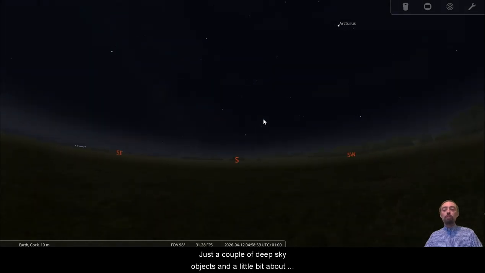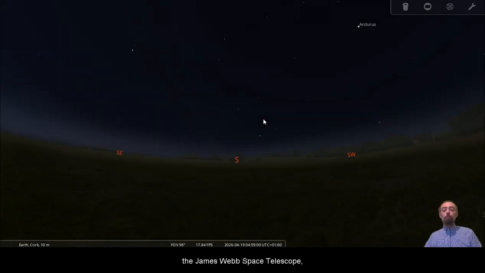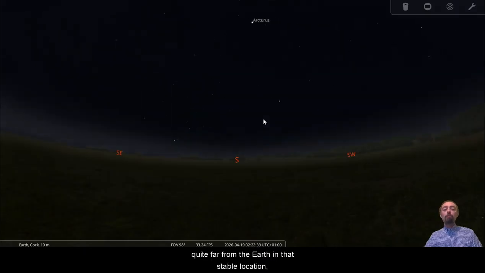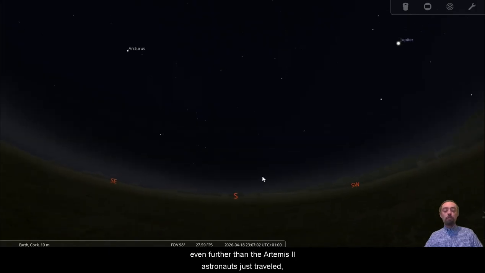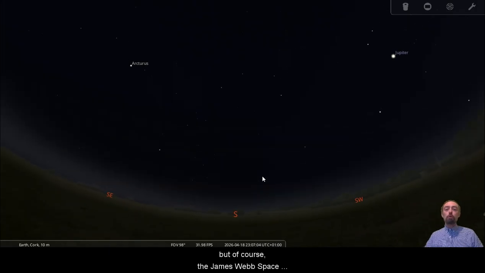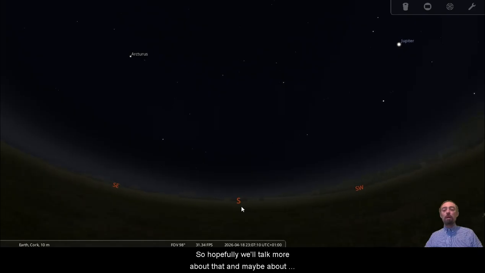Just a couple of deep sky objects and a little bit about the James Webb Space Telescope, because it is, of course, quite far from the Earth in that stable location, even further than the Artemis 2 astronauts just travelled. But of course the James Webb Space Telescope isn't crewed. There is nobody on the James Webb Space Telescope. So hopefully we'll talk more about that, and maybe about the Jupiter Lagrangian asteroids, the Trojan and Greek asteroids, in a future video.